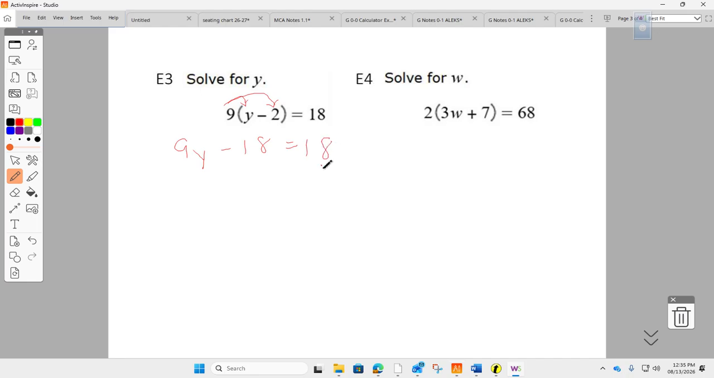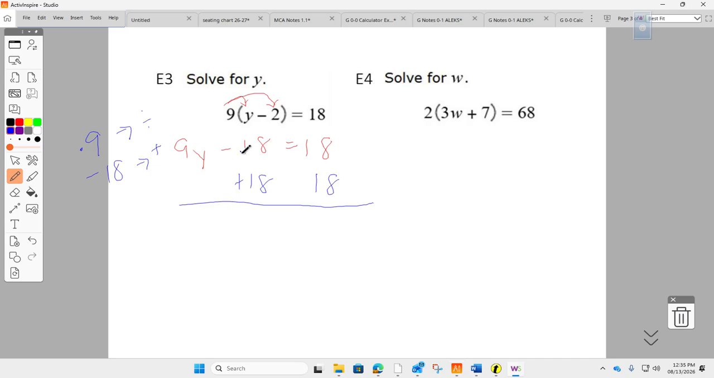And now we look at, okay, what's happening to the variable? What's happening to the variable here? Can you tell me what's happening to the variable, Brandon? Multiplied by 9. Anything else? Perfect. So we're going to undo that using division. We're going to undo that by adding, right? So let's do it. Add 18 to both sides and do the math. This should equal 0. If it does not equal 0, something is amiss.